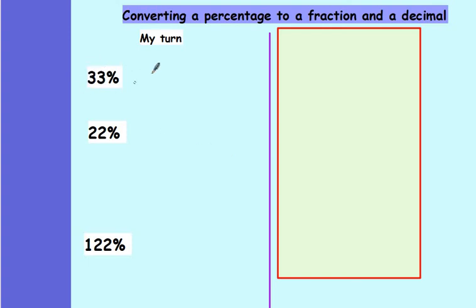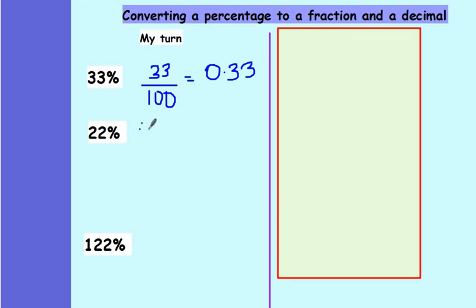Okay, so I've got 33%. Percentage means out of 100. So 33% just means 33 out of 100, which as a decimal would be 0.33. Remember, we're dividing our percentage by 100 to give us the decimal. 33 divided by 100 gives me 0.33.